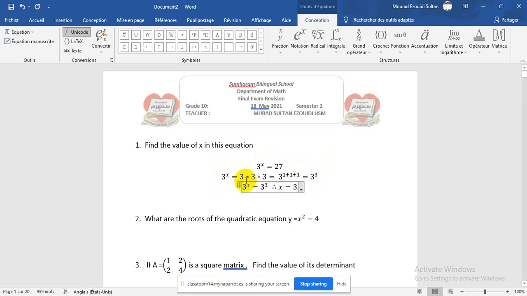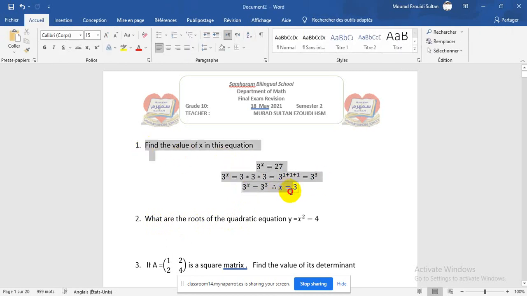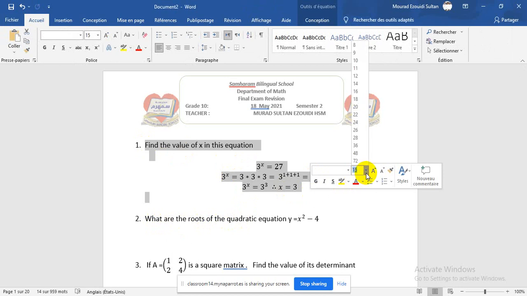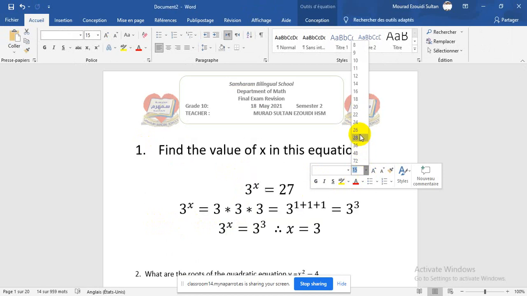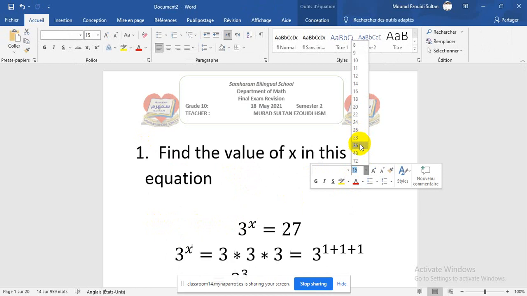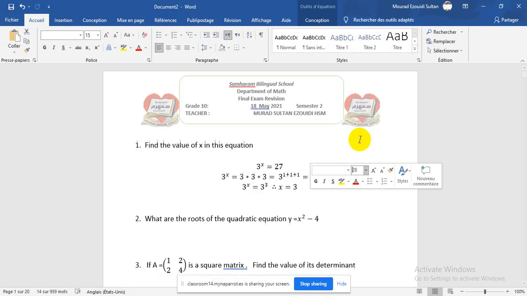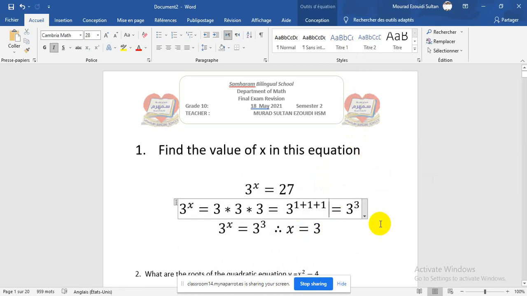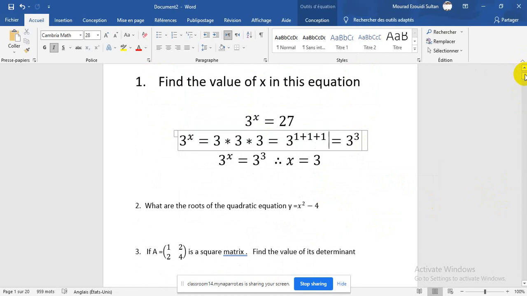Okay, now the next question, what are the roots? I'll just make this bigger, my learners, for you to see it. Okay, I'll make it 28. Okay, so now we move to the second part. We have, what are the roots of... I'll just make this also 36.